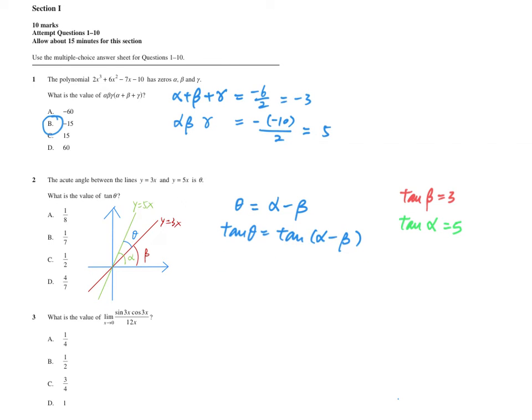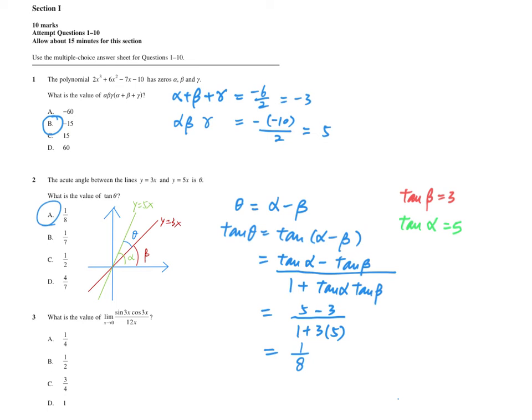Tangent theta should be equal to tangent of alpha minus beta, and we have to expand this bracket. It is tangent alpha minus tangent beta over 1 plus tangent alpha times tangent beta. By substituting all the values back into this expression, we have 5 minus 3 over 1 plus 3 times 5, which is 1 over 8, and the answer is A.